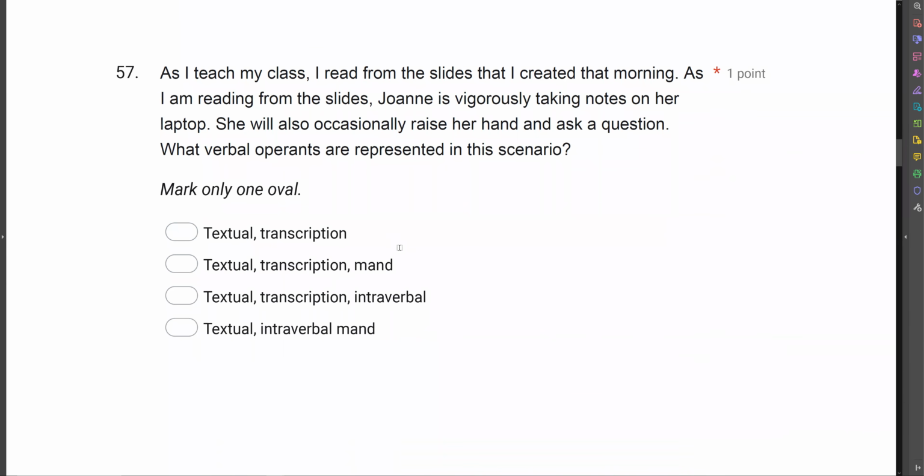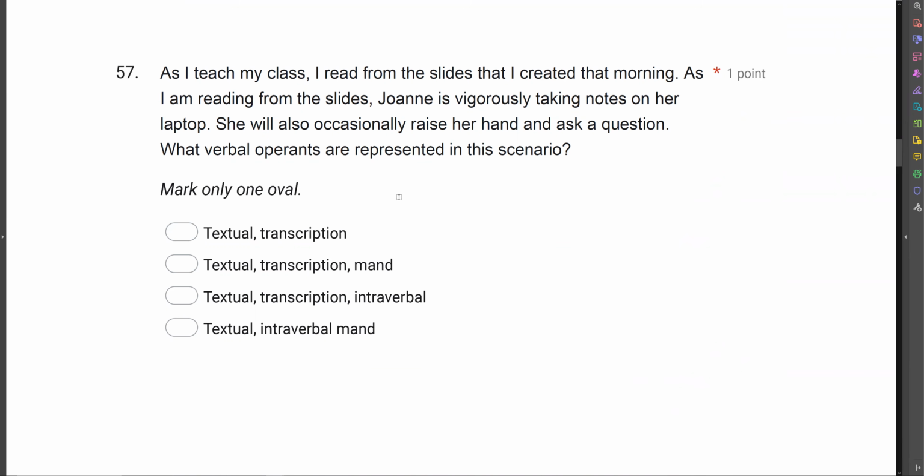As I teach my class, I read from the slides that I created that morning. As I am reading from the slides, Joanne is vigorously taking notes on her laptop. She will also occasionally raise her hand and ask a question. What verbal operants are represented in this scenario?